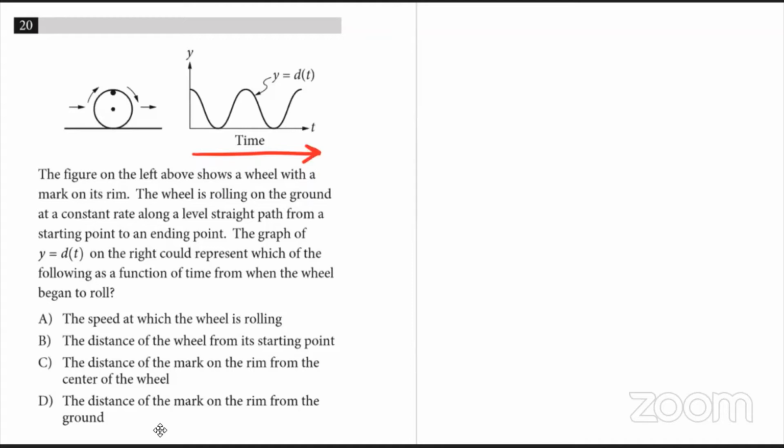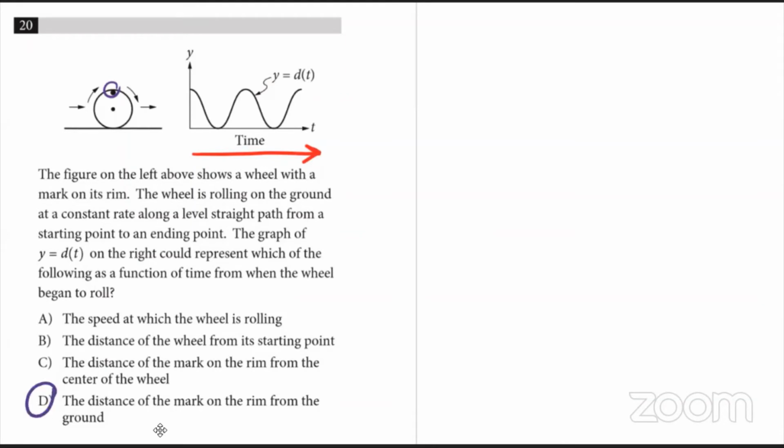And the answer to that is this dot. The height of this dot right here, it's at a high point, and as it rolls, it'll get to a low point, and then a high point and a low point again. The horizontal movement just is coming from the fact that time is moving forward no matter what. So it's the height of that mark on the wheel from the ground that's going up and down.